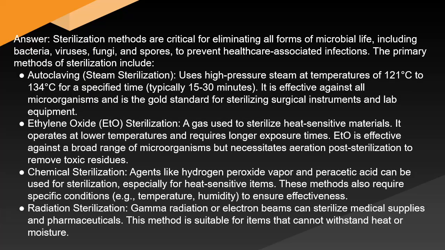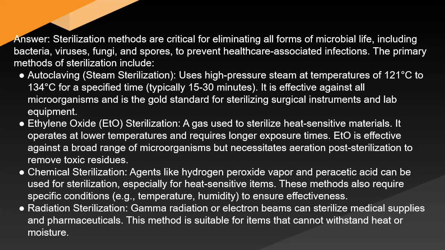Answer: sterilization methods are critical for eliminating all forms of microbial life, including bacteria, viruses, fungi, and spores, to prevent healthcare-associated infections. The primary methods of sterilization include autoclaving, or steam sterilization. It uses high-pressure steam at temperatures of 121 to 134 degrees Celsius for a specified time, typically 15 to 30 minutes. It is effective against all microorganisms and is the gold standard for sterilizing surgical instruments and lab equipment.